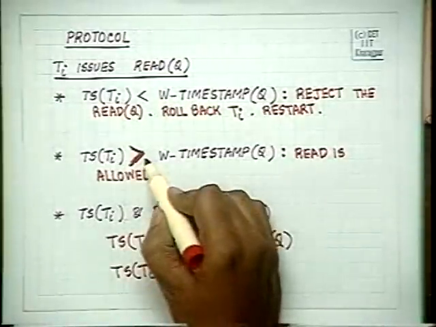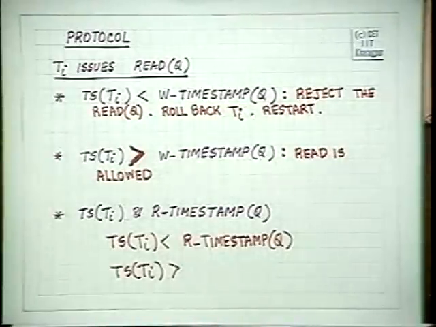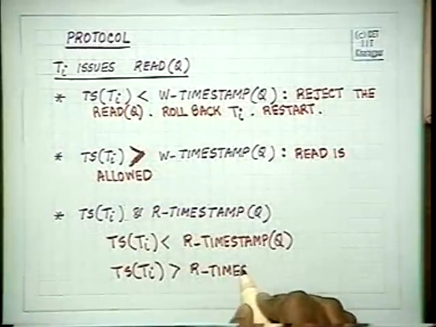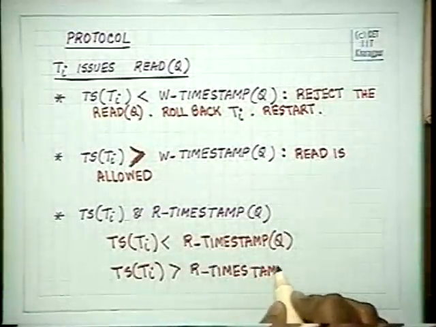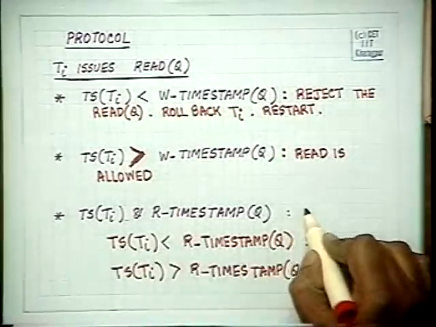I am sorry, this equal to may be there because Ti itself may have written, but we are allowing only one read and then write. Therefore, this equal to makes no sense. Actually, equal to cannot occur because a transaction will normally read and then write. It will not write and then read. What is the use? If it itself has written, then why will it read again? So in these two situations, there is no problem. So here also read is allowed.